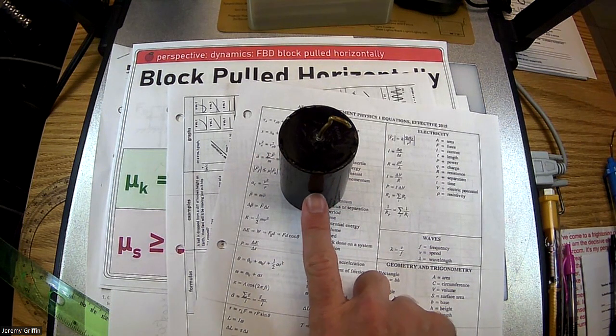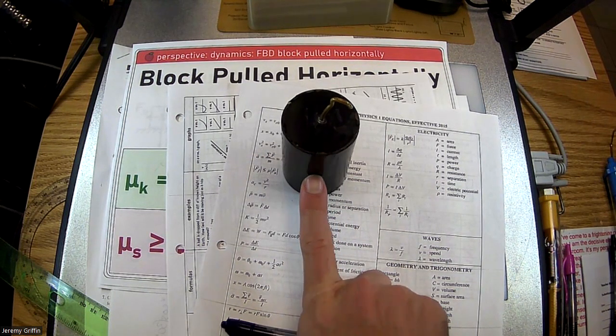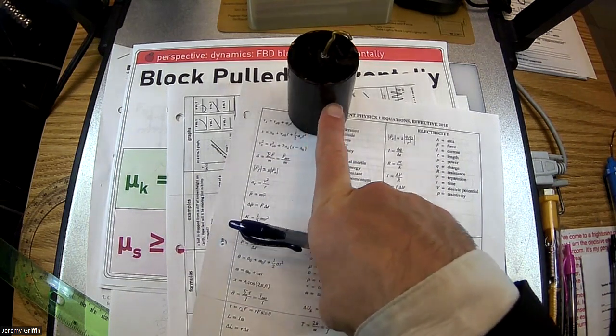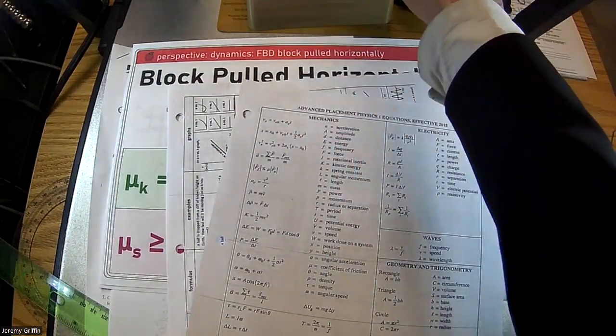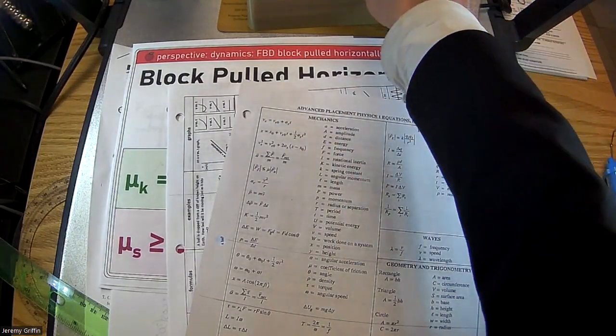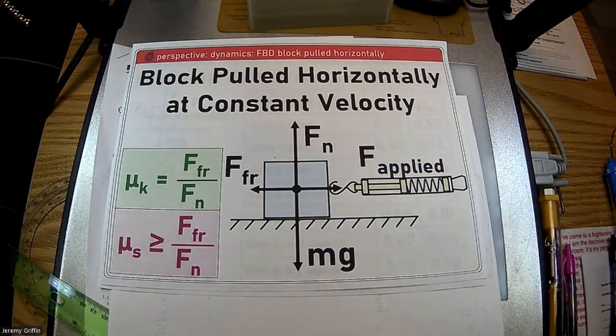But that's all for a static situation. As soon as I break the friction and it starts to move, it's switched over to kinetic friction. Actually, I don't need as much force to keep it moving as I did to break the friction in the first place. Questions so far?